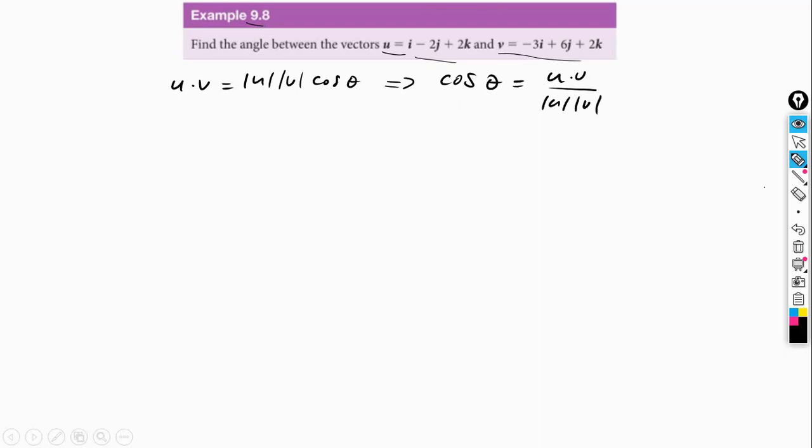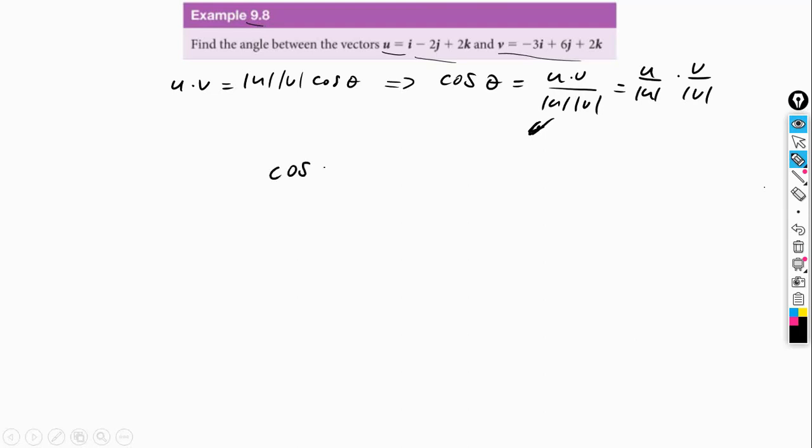Now, this is also the same as saying the unit vector of u times the unit vector of v. But we're going to use this. So what is the dot product of u and v? We already learned what it is, right?